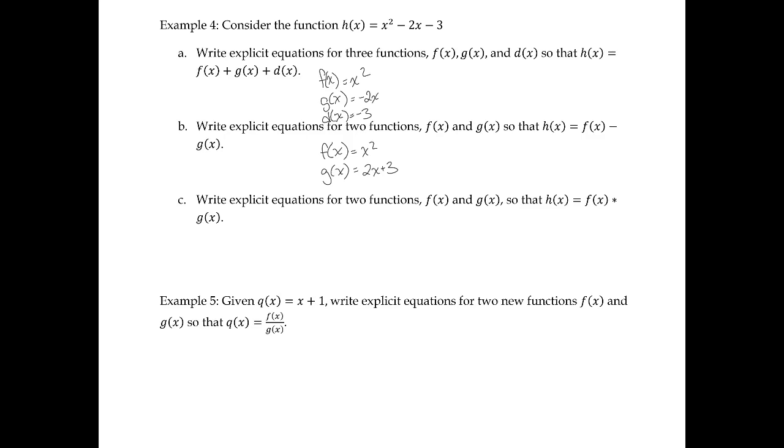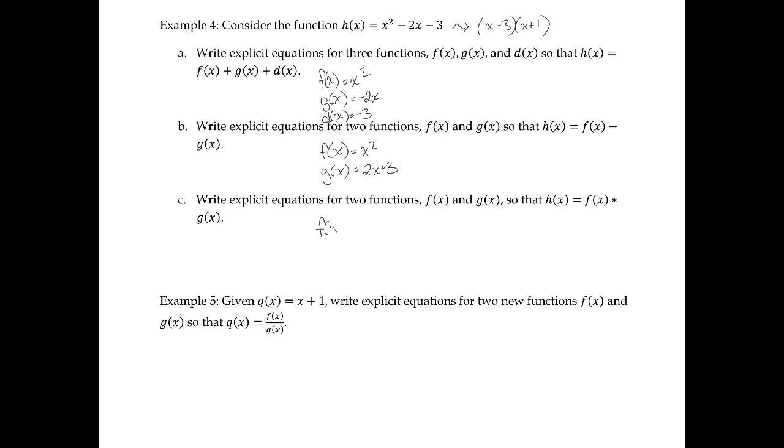The trickiest one is going to be this C part where we have to come up with functions that multiply together. So this is where factoring might not be a bad idea. So noting that the factors of this are x minus 3 and x plus 1. Being quick at factoring is going to be an advantage in this unit and in our polynomial unit. So just a heads up on that one. Start practicing your factoring if you've gotten a little rusty.